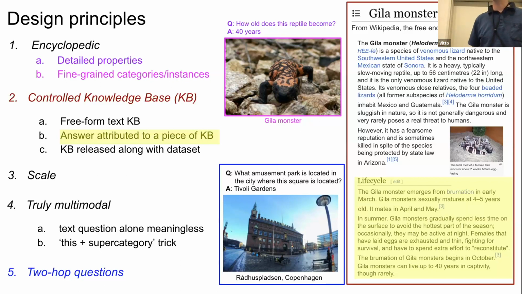It's a truly multimodal dataset. The question text alone is entirely meaningless. How old does this reptile become cannot be answered from the text alone. You cannot cheat. There are too many reptiles. When was this lighthouse founded? There are too many lighthouses, all founded in different ways. So we use for this the trick, this plus supercategory trick. We will return to this. So if we know that this is the Gila monster, we can ask about this reptile at a higher level, and that makes it extremely likely that you answer it from the text.